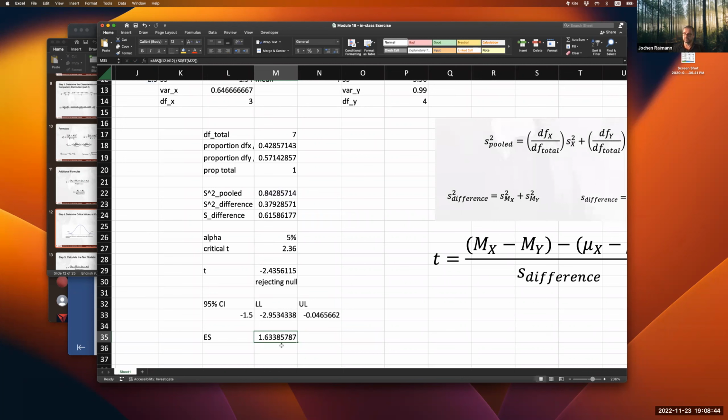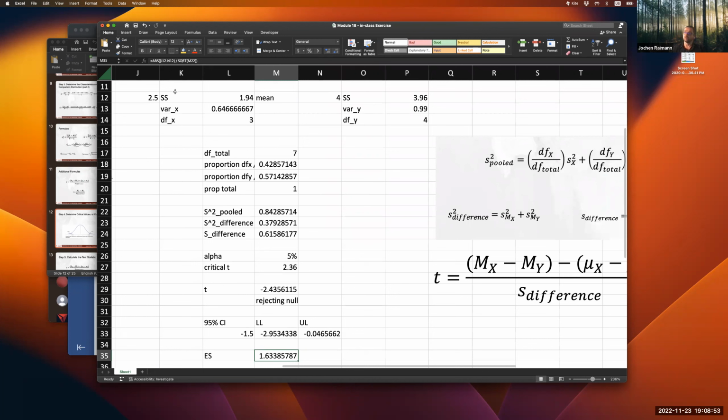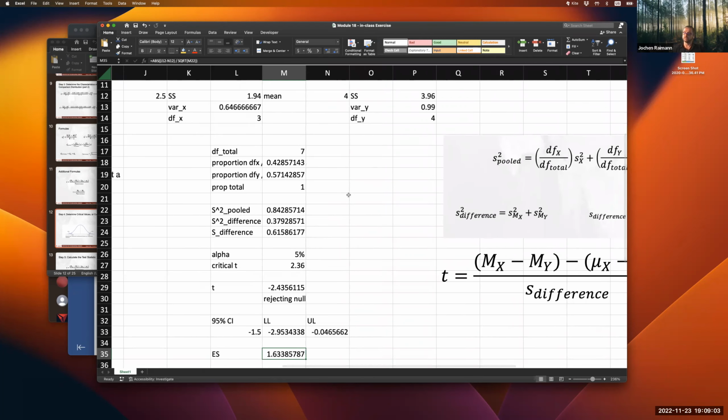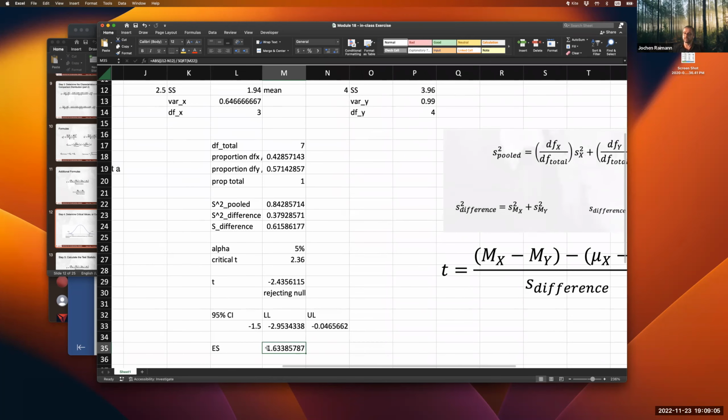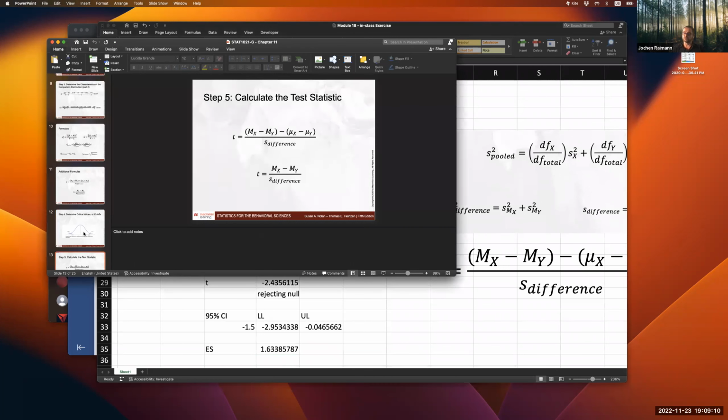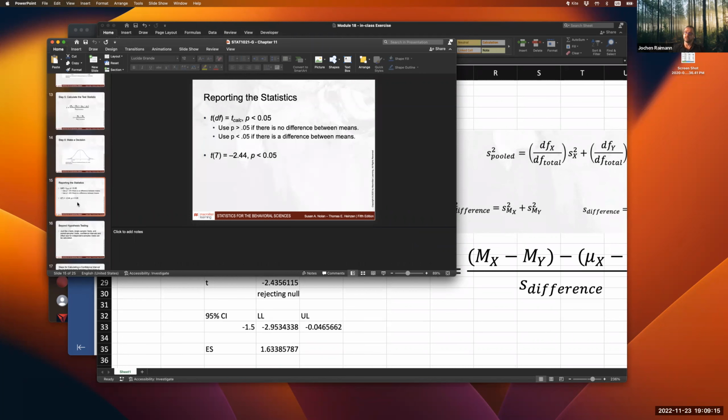Setting it to an absolute value gives us an effect size of 1.63, which is a large effect size, which is not surprising, because 4 versus 2.5 is a considerably large difference, given the small numerical values. And in light of the variability, this also turned out to be significant, and this is a large effect size. If we go further here on the slides, this would be the reporting, how you would report the t-scores.